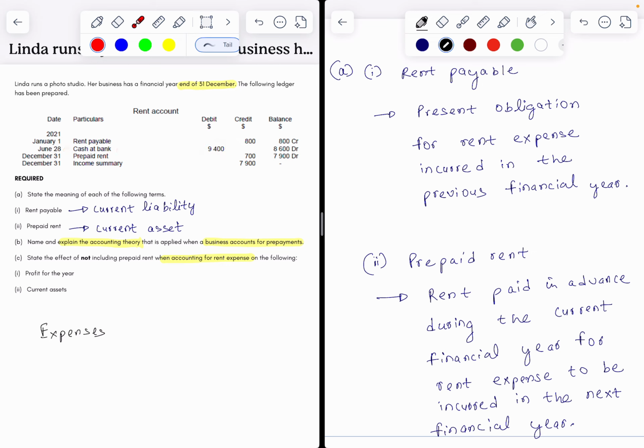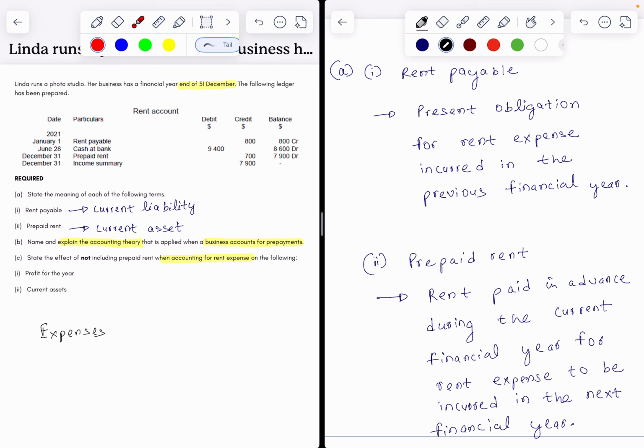So what happens? We have got 9,400 debit, and previously we had 800 credit. So obviously there is a mismatch between debits and credits where we have more debits than credits. So what we do is find the difference between 9,400 and 800, which gives us 8,600 with a net balance of debit. Okay. Then for the year ended 31 December 2021, we have included two other transactions here.